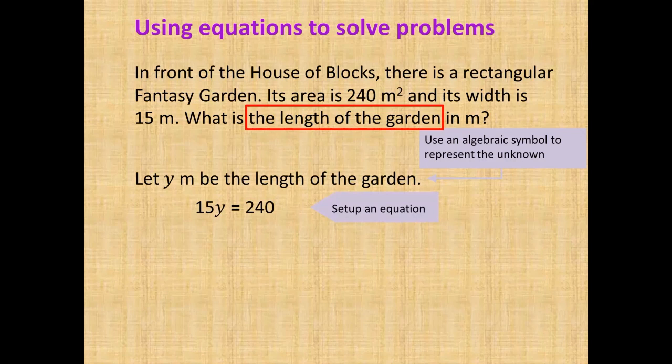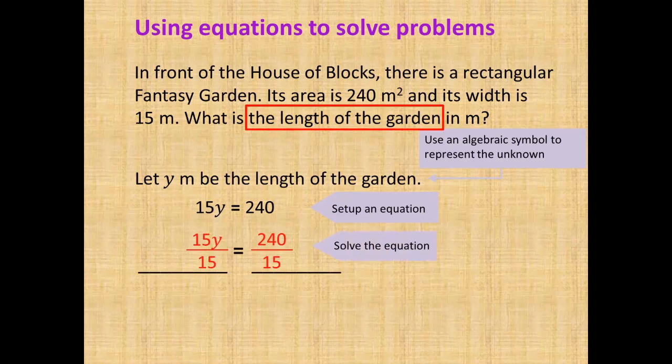After we finish setting up an equation for ourselves, then we need to solve it. Hope that you still remember how to solve an equation. So we have 15 times y on the left hand side. So we need to divide it by 15 to cancel the 15. And on the right hand side, 240, we still need to do the same thing, divide by 15. So after doing the calculations, you'll find out that y equals 16.